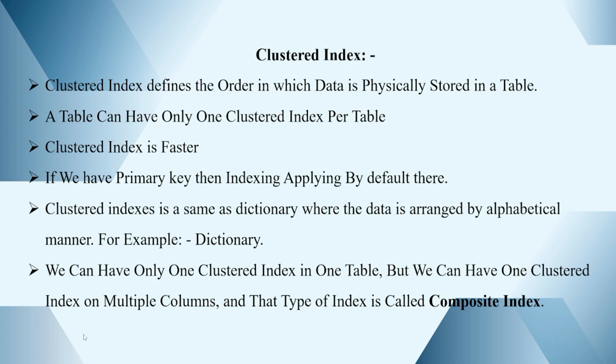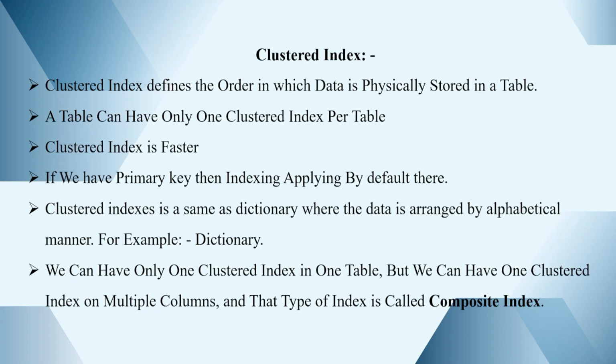And now guys, let's discuss this last point. We can have only one clustered index in one table, but we can have one clustered index on multiple columns. And that type of index is called a composite index. So basically guys, on multiple columns you can apply the index, which is known as a composite index. So now let me try to explain this point with a practical.